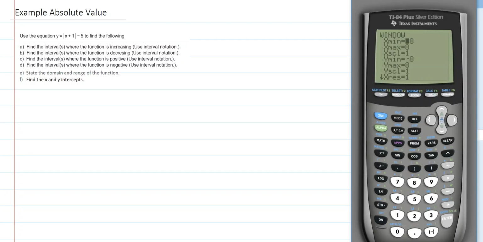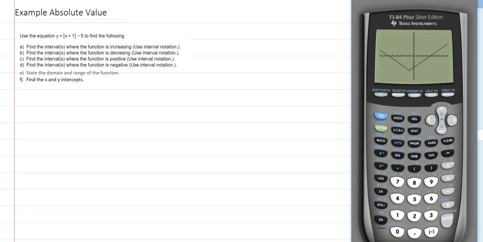Let's see if this window works. Perfect. We see the entire graph. We see the x-intercepts and the y-intercept, so this is a good window. Let's see where the x-intercepts are. We have 1, 2, 3, 4. So one x-intercept is at 4, and the other one, 1, 2, 3, 4, 5, 6, is at negative 6. And the y-intercept is 1, 2, 3, 4, at negative 4. So you can just look at the graph.